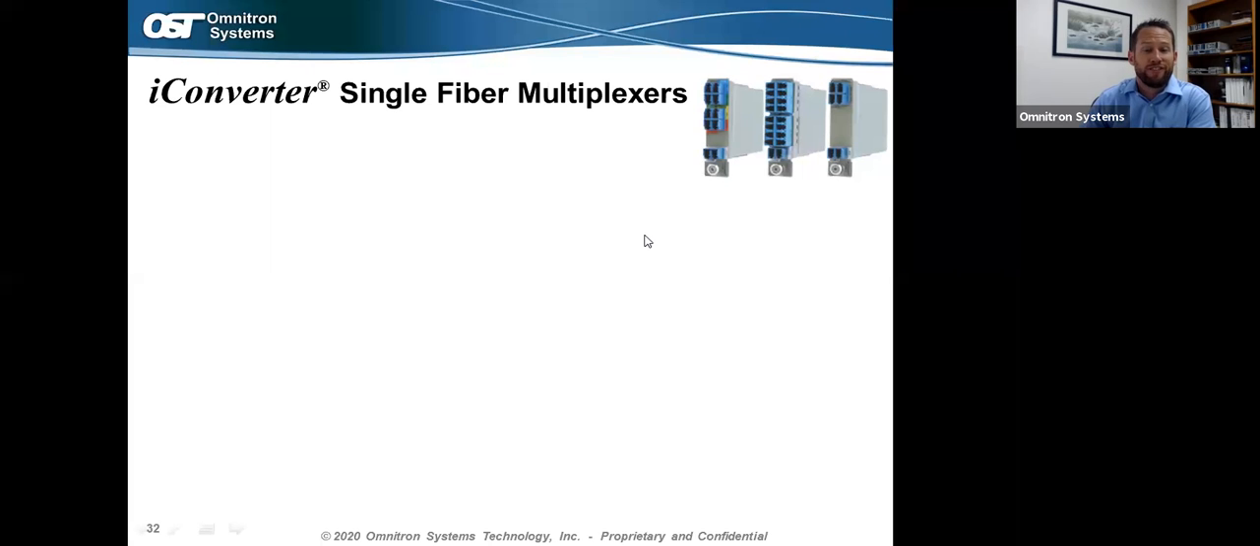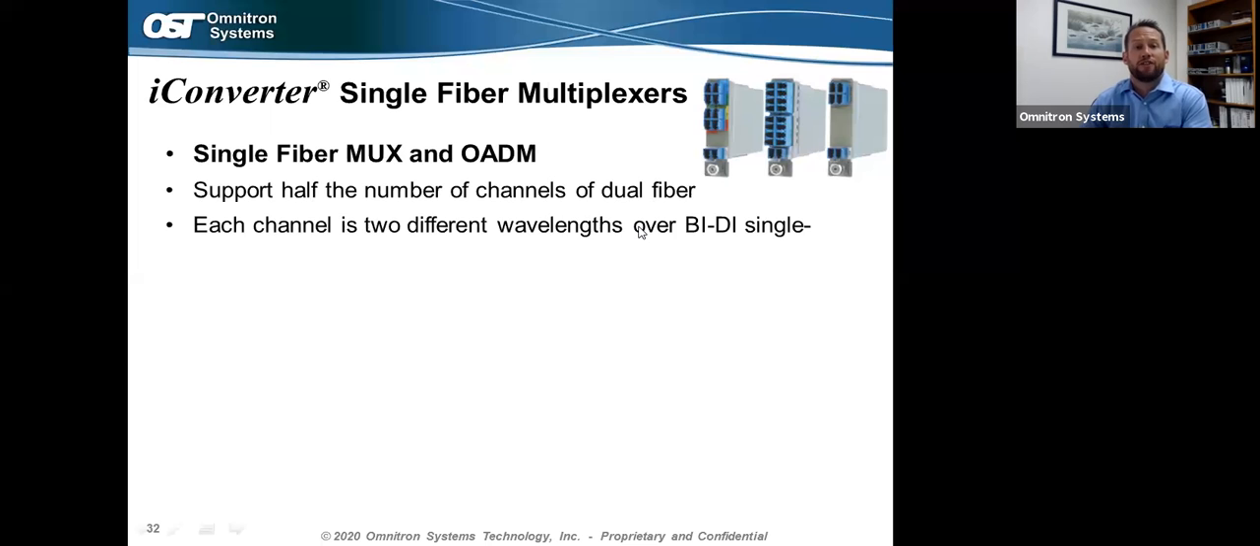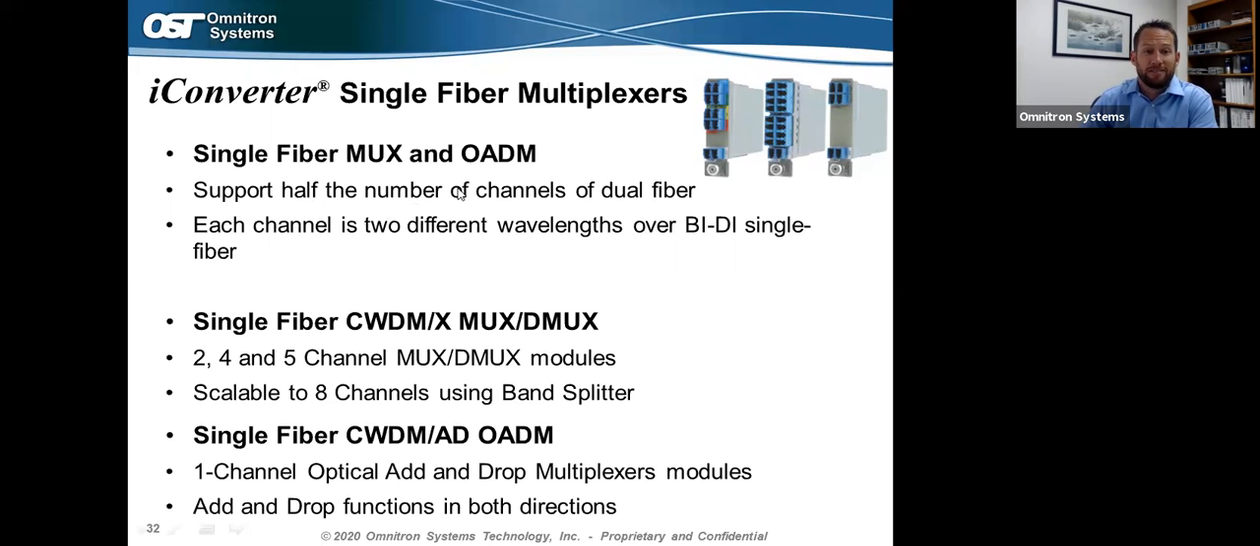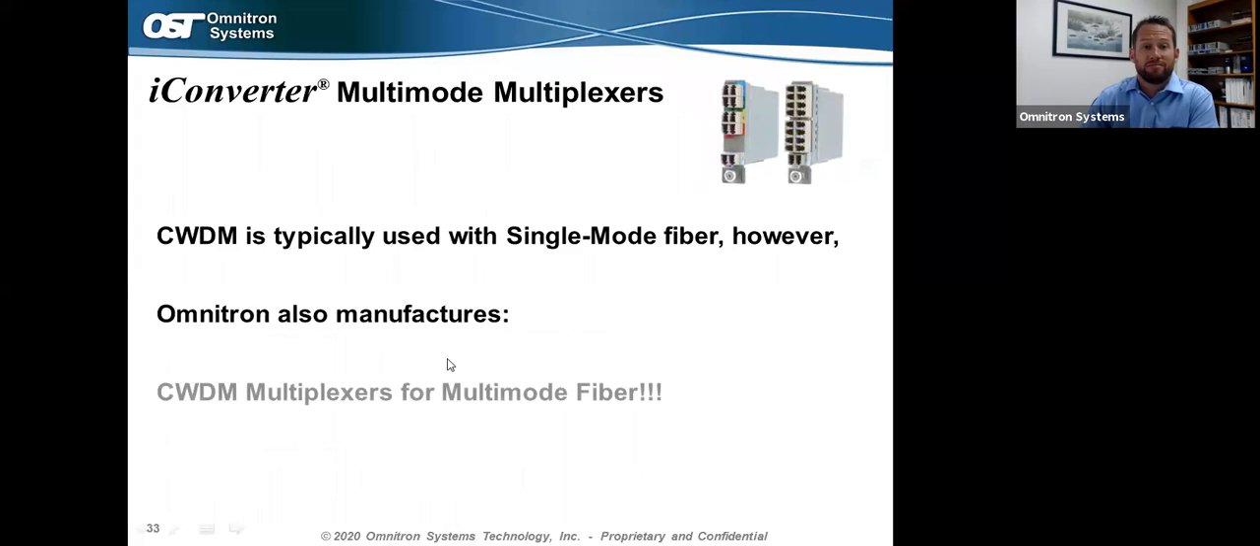Now let's go ahead and take a look at some of the single fiber multiplexers. So again, if you're using a single fiber within your network here, these are going to support half the number of channels of the dual fiber. So each channel is actually 2 different wavelengths being sent bidirectionally. So with our single fiber muxes, we have them available in 2, 4, or 5 channel muxes. You can also combine 4 channel muxes together with our band splitter to do 8 channels over single fiber. And then on the single fiber side for the optical add drop muxes, we have those 1 channel optical add drop muxes. And you can add and drop data in both directions.